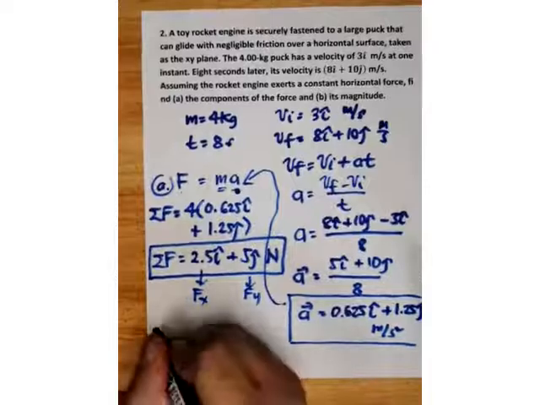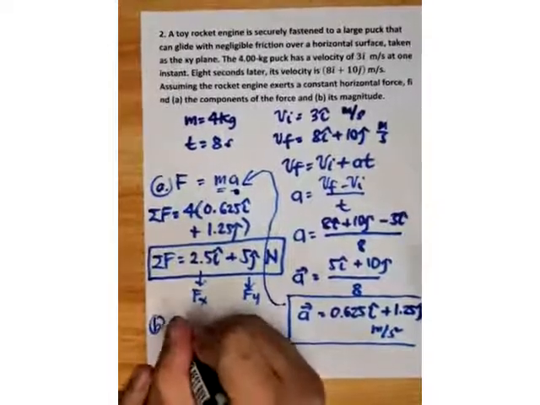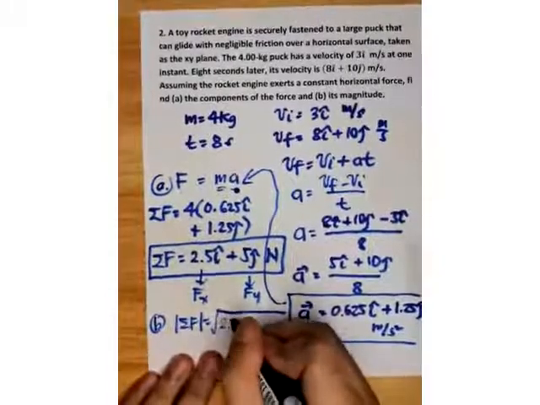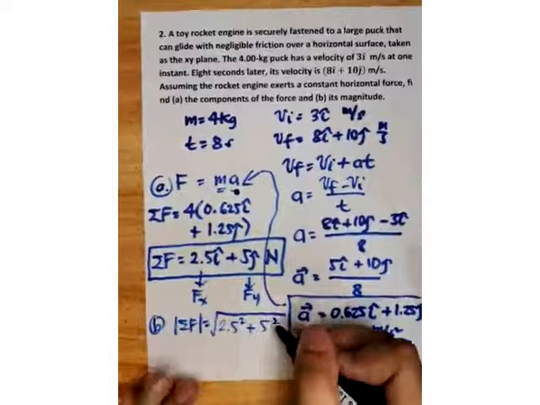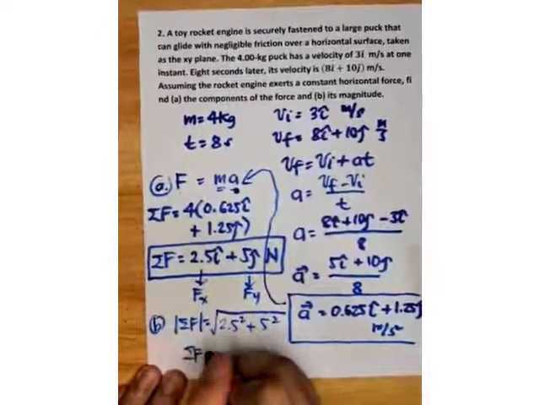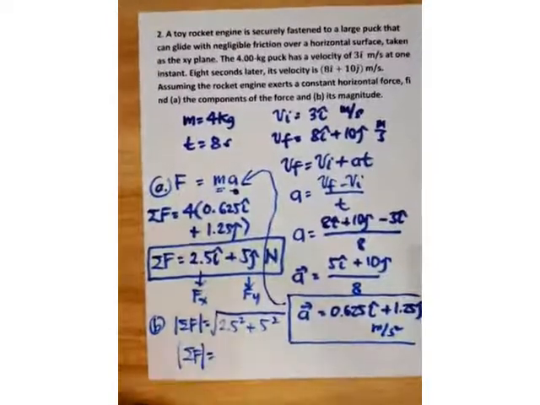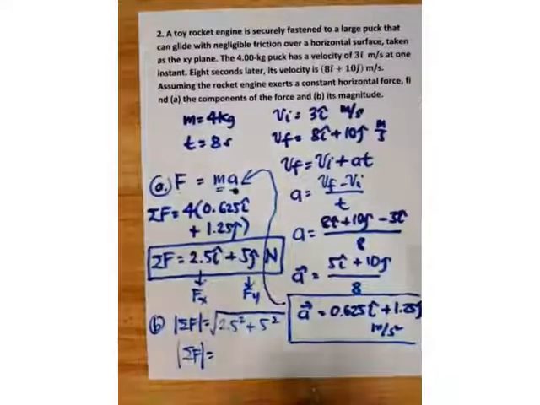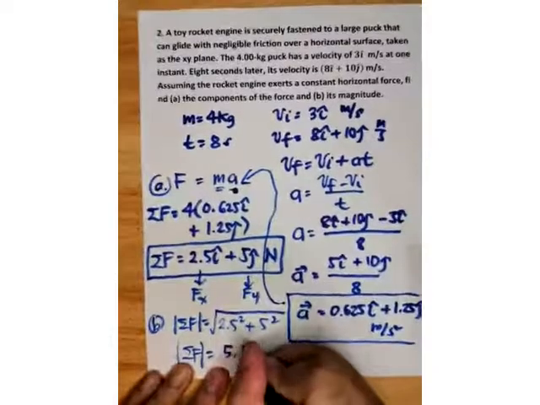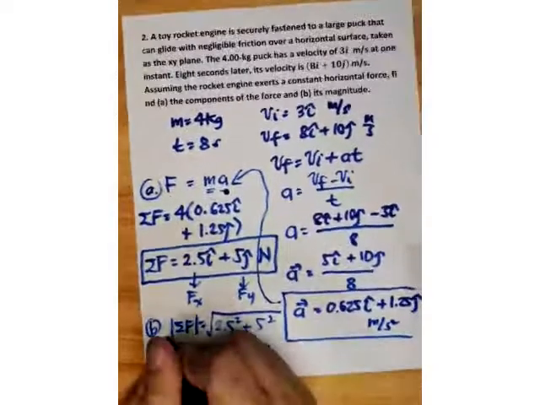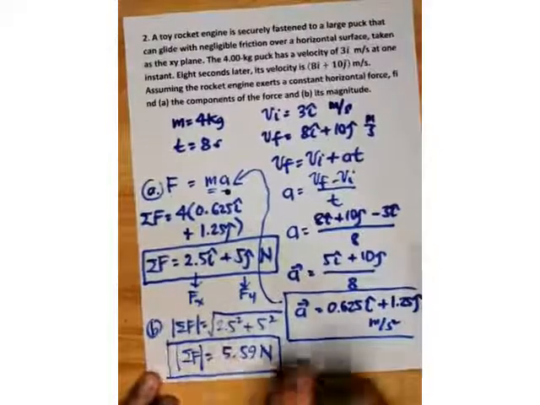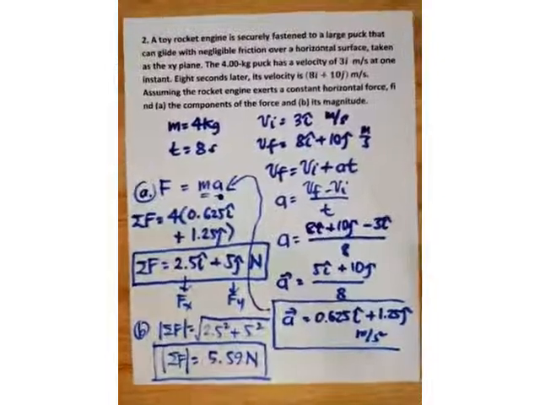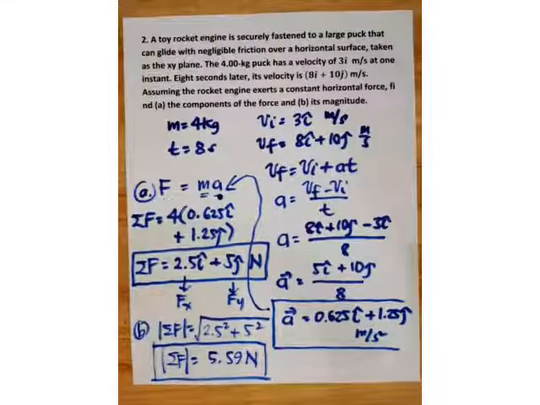Okay, the question in B is, what is its magnitude? Magnitude is equal to the square root of 2.5 squared plus 5 squared. So what's the magnitude of the force? It's 5.59 newtons. Don't forget the unit. I deduct points when there are no units.